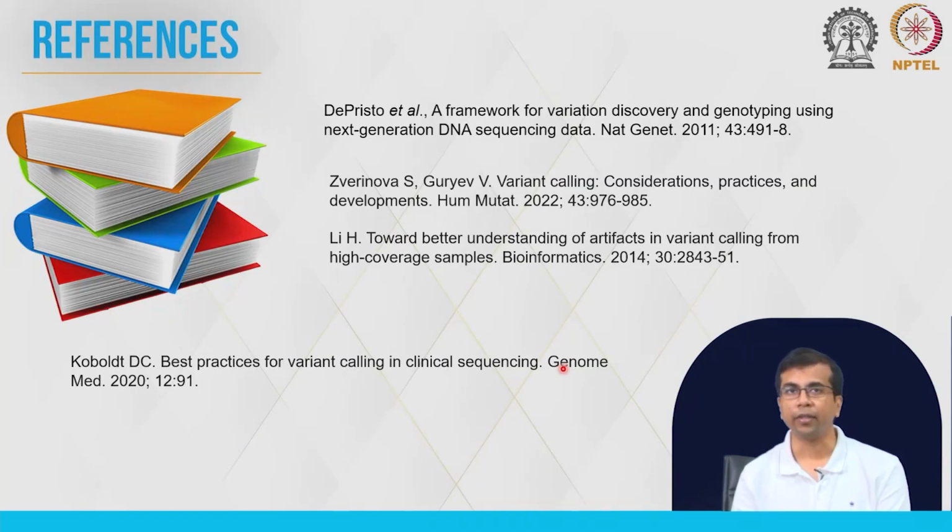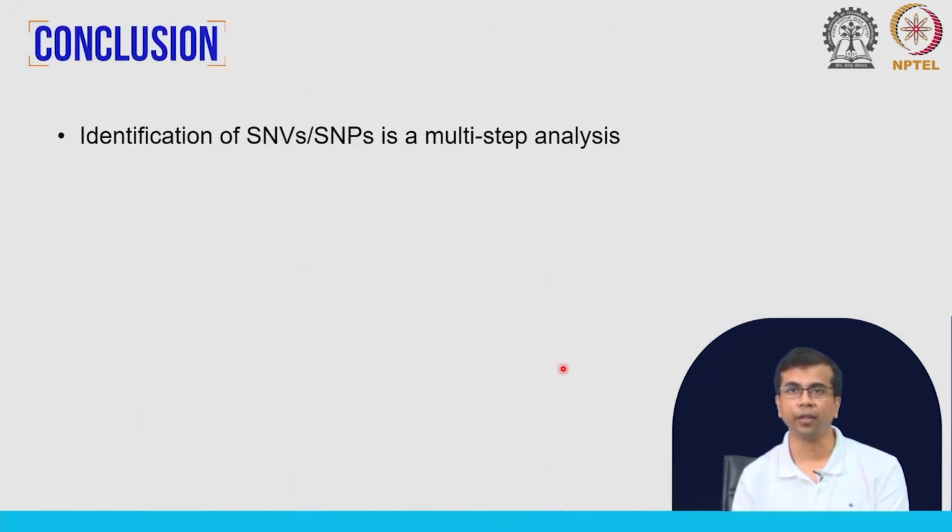Here are the references that we have used for this class, and to summarize, we have seen that identification of SNVs and SNPs is a multi-step analysis. There are different processes that we go through, and the goal of each of these is to reduce the number of false positive calls and to maximize the number of true positive calls.